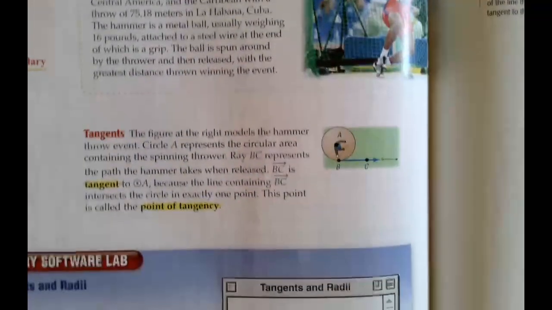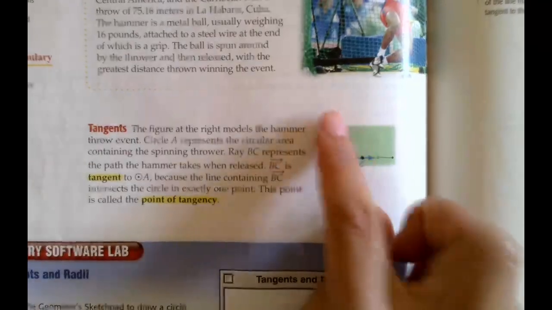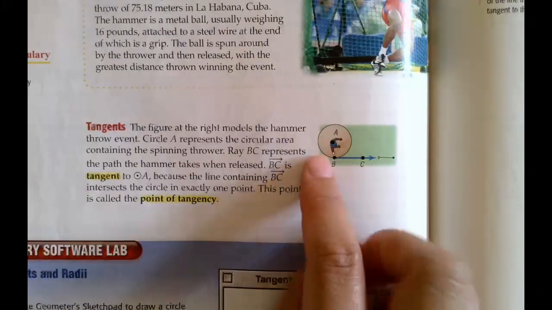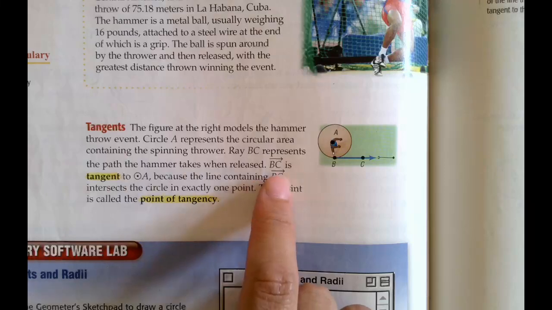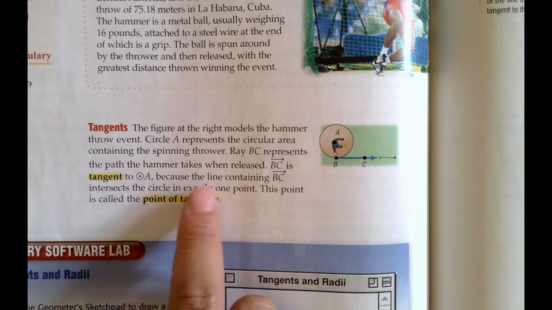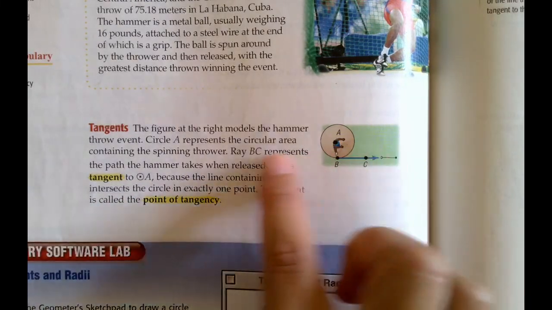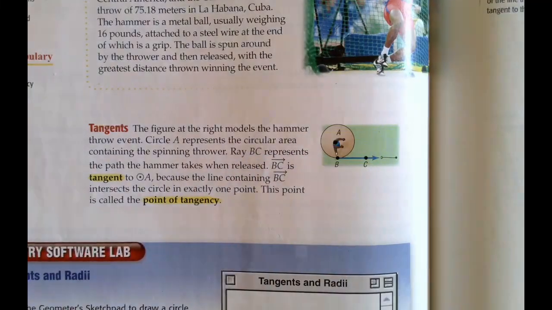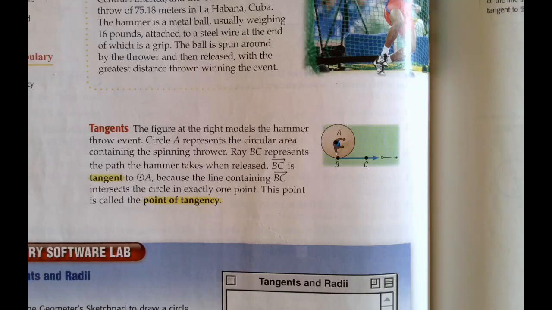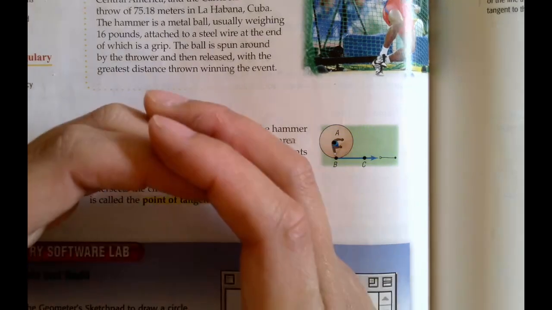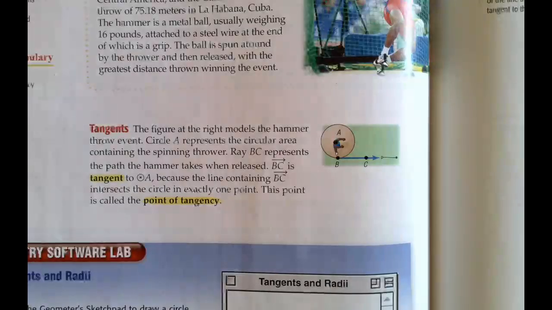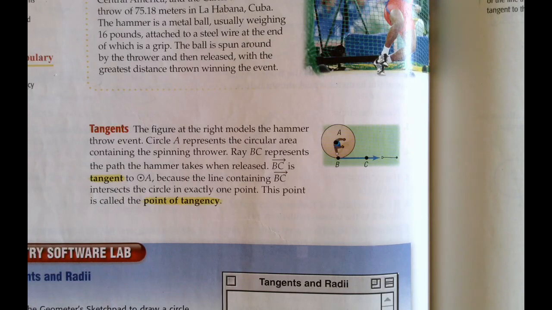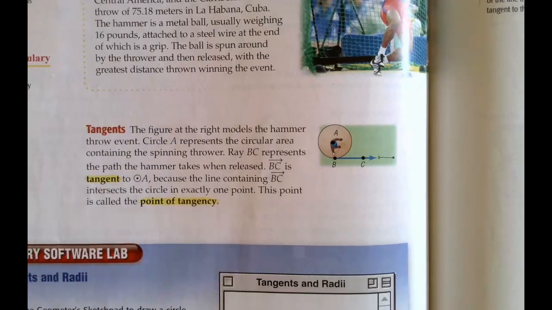So here, it uses this example of a circle and this ray BC. Here it says ray BC is tangent to circle A because the line that contains BC intersects the circle in only one point. And so that's what tangent means. A line is tangent if it only touches your figure in one point only. This point in which it touches is known as the point of tangency. There you go.